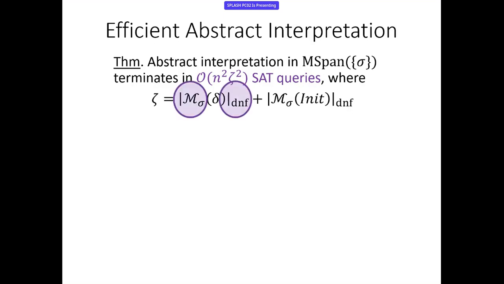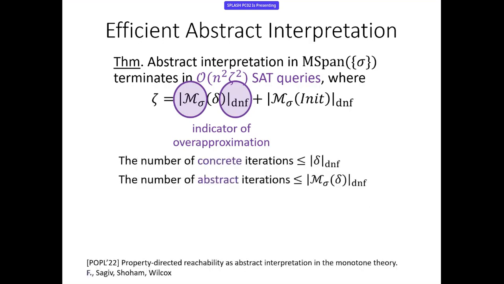And the fact that it's the DNF size is really important because it's an indicator of overapproximation. We've previously shown that the number of iterations in the fixed point calculation in the concrete domain is bounded by the DNF size of the transition relation formula, and the number of iterations in the fixed point computation in this specific abstract domain is bounded by the DNF size of the monotonization of the transition relation formula. So when the DNF size of the monotonization is much, much less than the DNF size of the original transition relation, that's a good sign. It means that it might be a good idea to use the abstract domain.